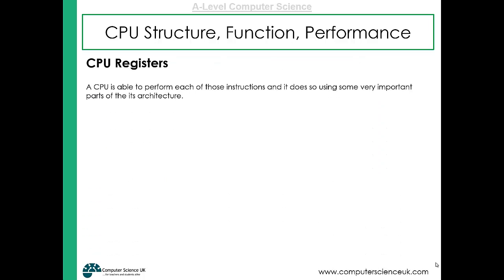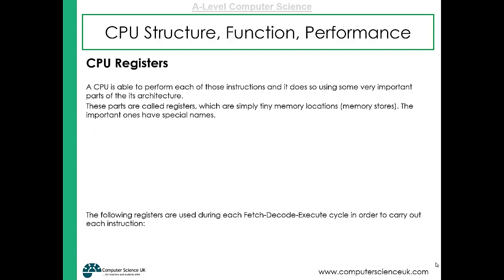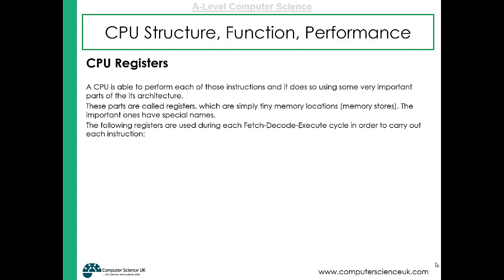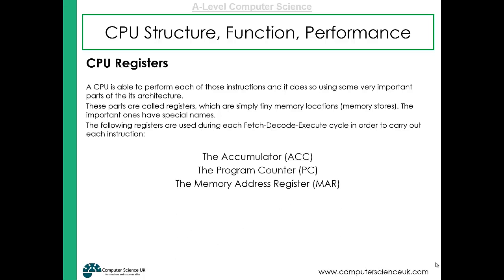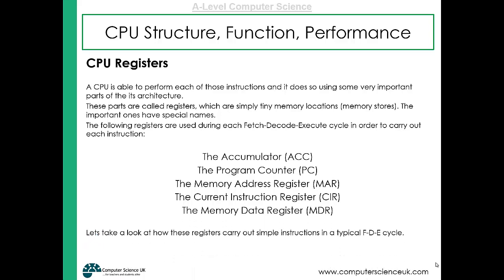Now, we said earlier that the CPU has some registers. It has some really important registers. They're so important that they've got their own names. Registers, remember, are tiny little memory locations, memory stores, and the special ones that you need to know about are the accumulator, which I mentioned on the previous slide, the program counter, the memory address register, the current instruction register, or just the instruction register, and the memory data register. We'll have a look at what these specialized registers do over the next few slides.